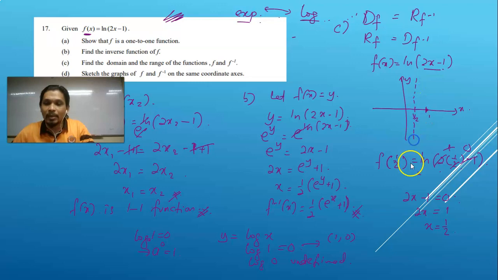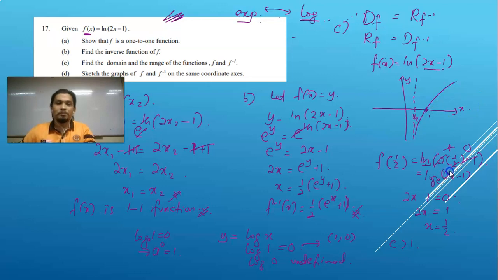Okay, so now the natural log here is also log of 2x minus 1 to the base of e, where e is greater than 1, meaning the graph will be something like this. There you go. And then sketch the graph of f and f inverse on the same coordinate axis. Okay, find the domain and range.